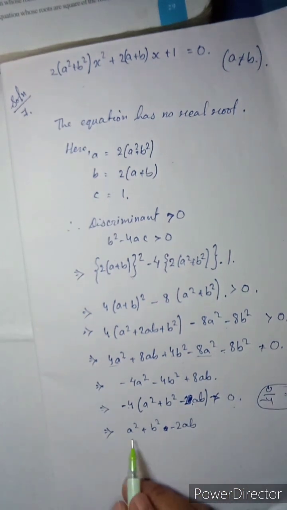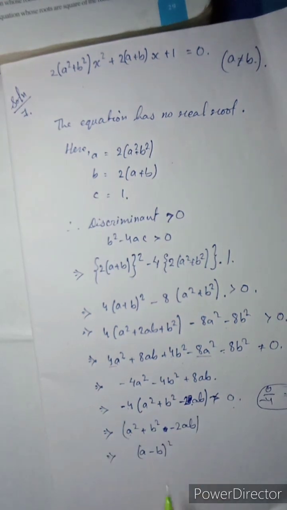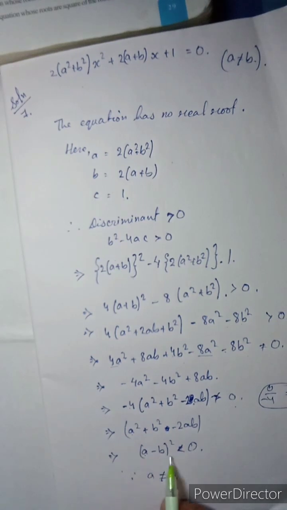Now I can apply a square minus 2ab plus b square, that means (a minus b) whole square is not equal to 0. Therefore, since a is not equal to b, that means a minus b is not equal to 0. So if you put any value below, it won't be equal.